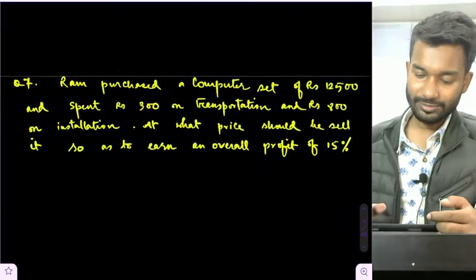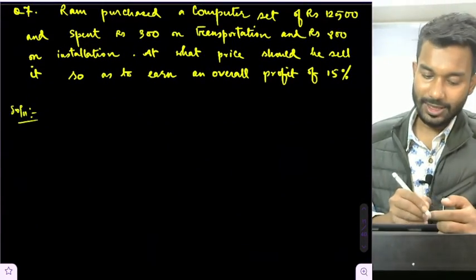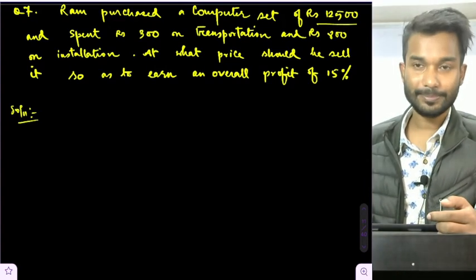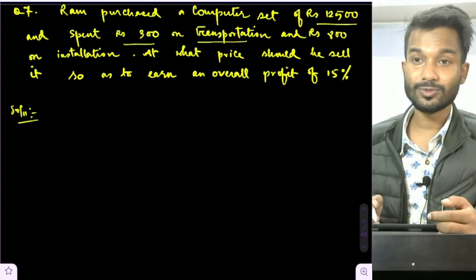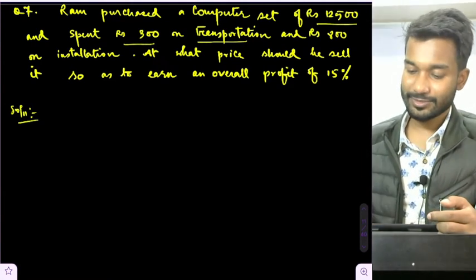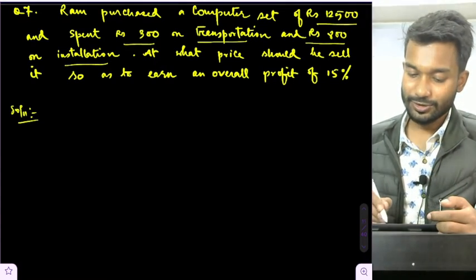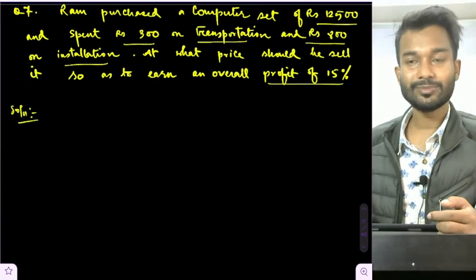See the question now, based on this. Ram purchased a computer set for rupees 12,500 and spent rupees 300 on transportation. This 300 rupees is our overhead expense. Rupees 800 on installation. At what price should he sell so as to earn overall profit of 15%?